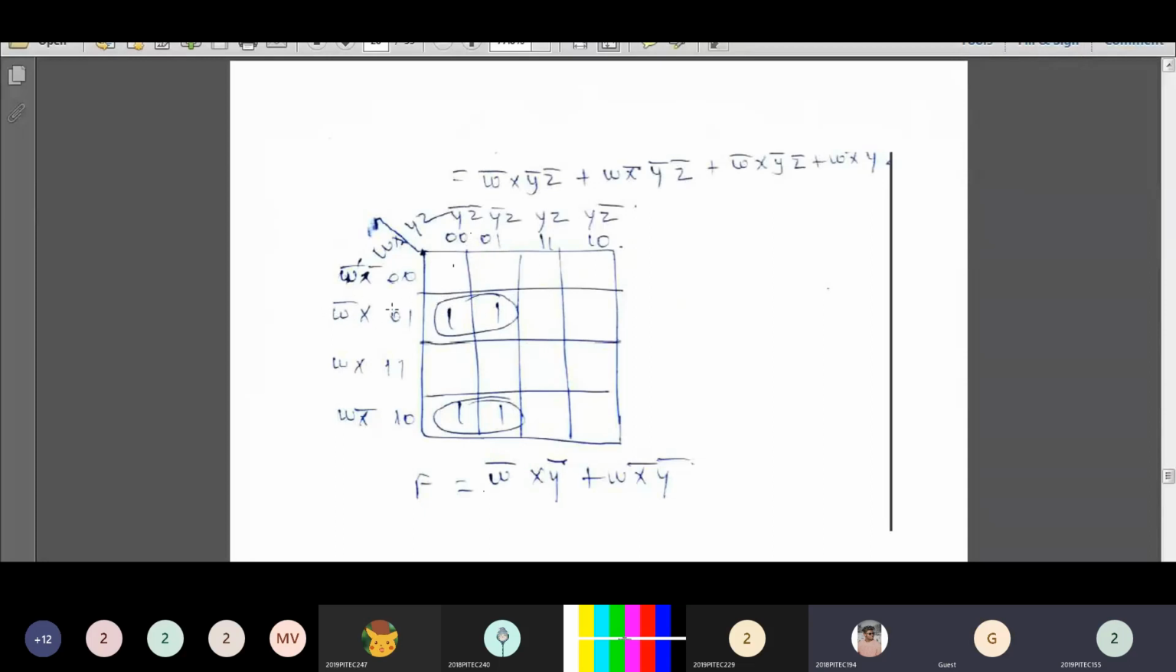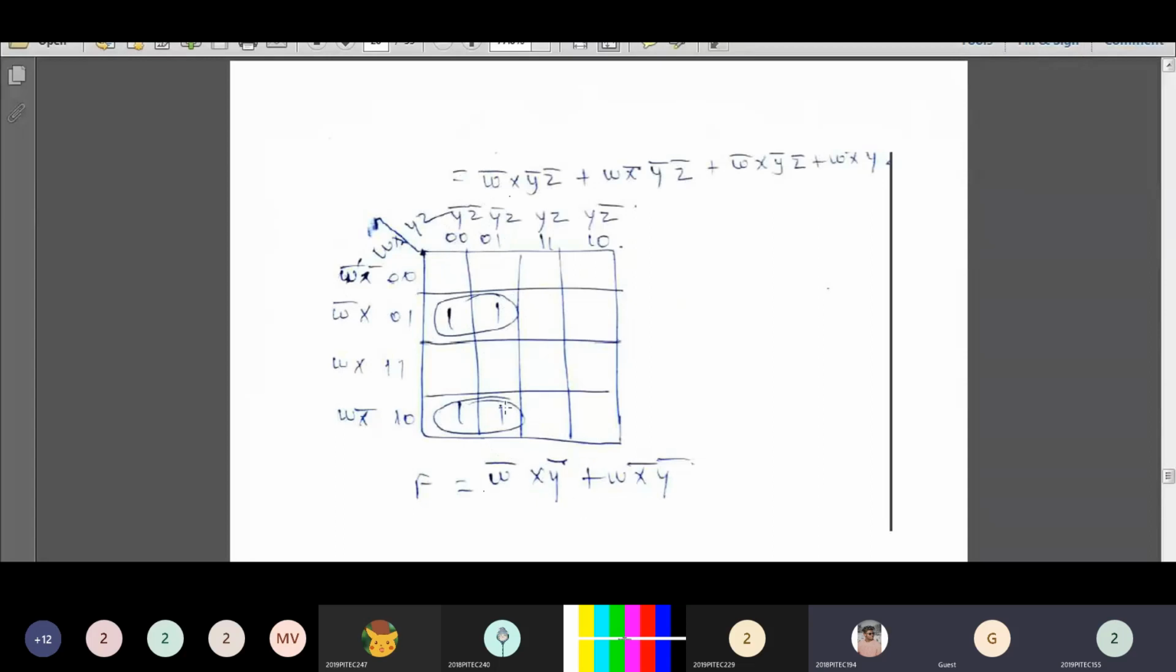Okay, now your group is in a single row. Second row: the variables present are W' X. You have to write the common variables in the column side. Column-wise, the common variable is Y'. That is written here: W' X Y'.